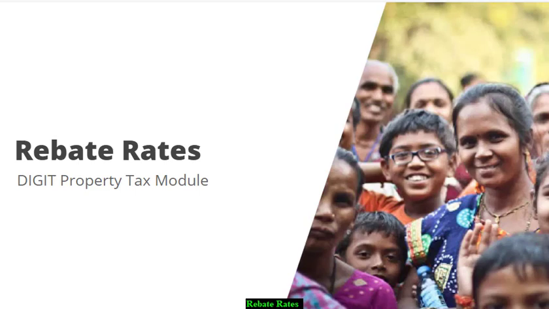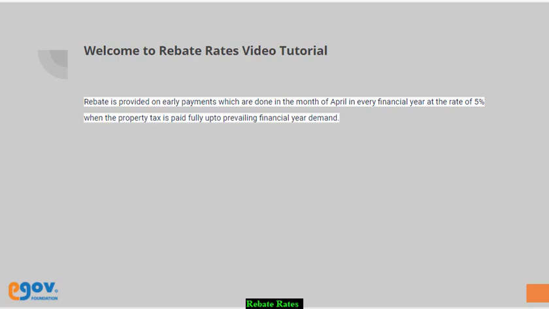This video walks you through the steps involved in configuring the Rebate Rates master data template in the property tax module. Rebate is provided on early payments which are done in the month of April in every financial year at the rate of 5% when the property tax is paid fully up to prevailing financial year demand.